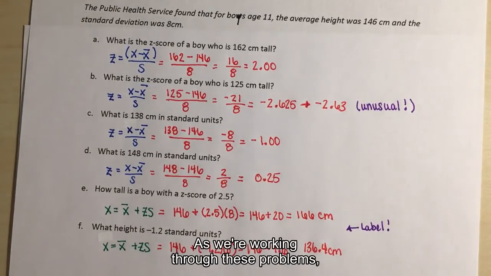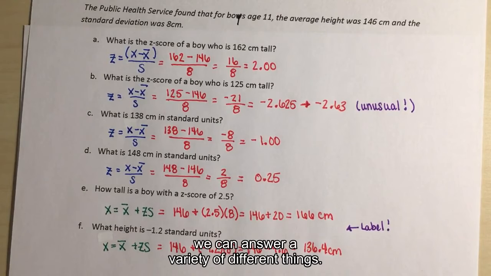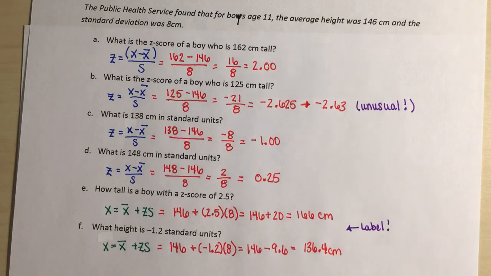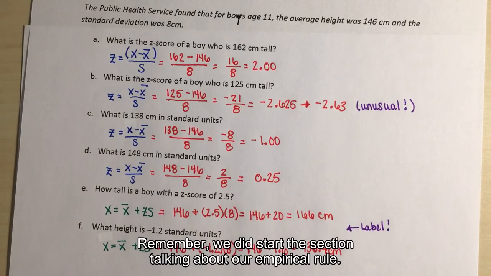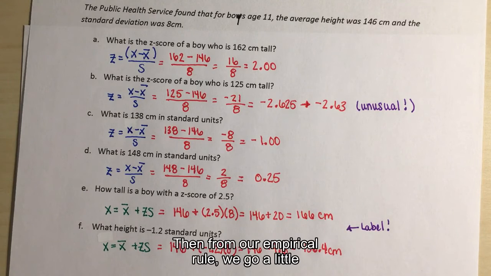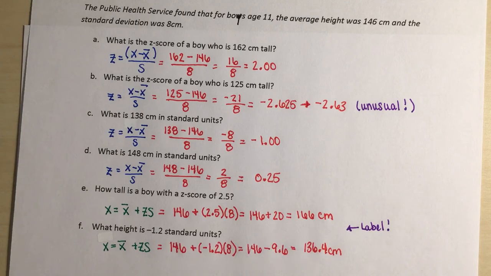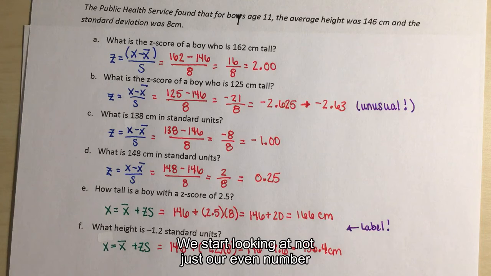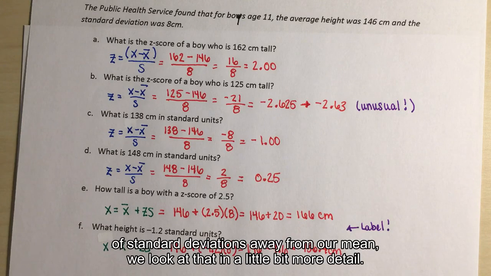Okay, so as we're working through these problems, we can answer a variety of different things. Remember, we did start this section talking about our empirical rule, and then from our empirical rule, we go a little bit deeper and we start looking at our z-scores. So we start looking at not just our even number of standard deviations away from our mean. We look at that in a little bit more detail here.